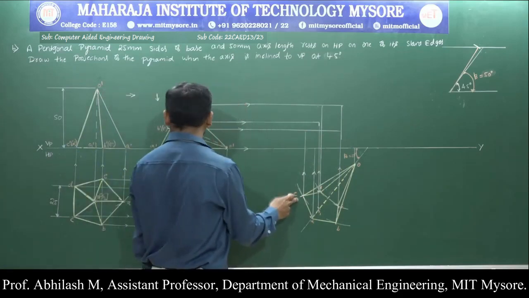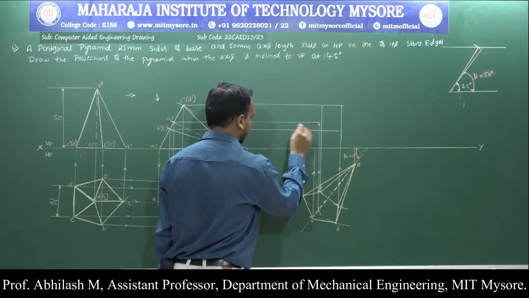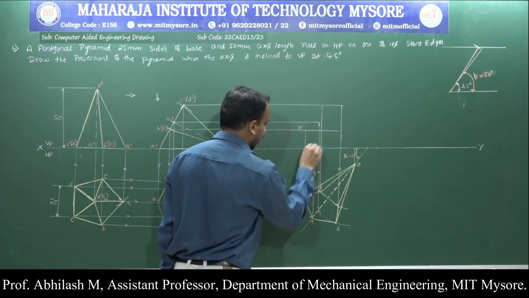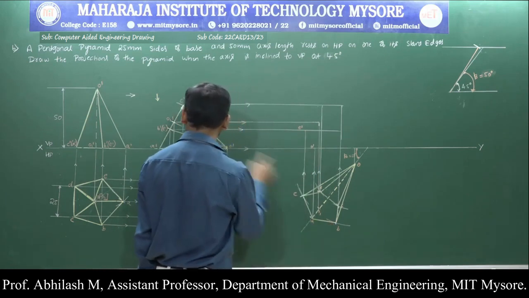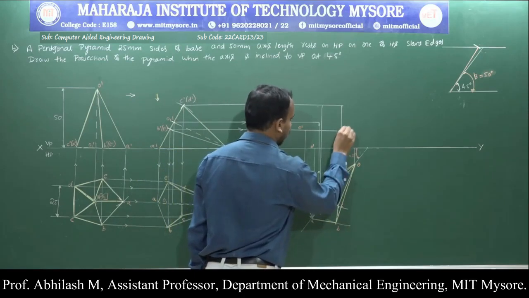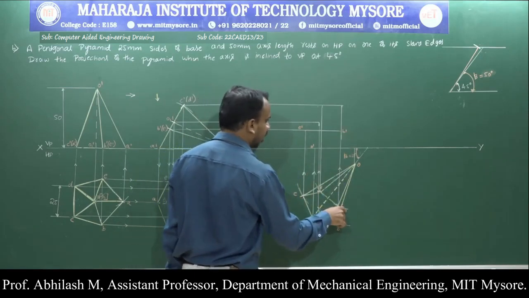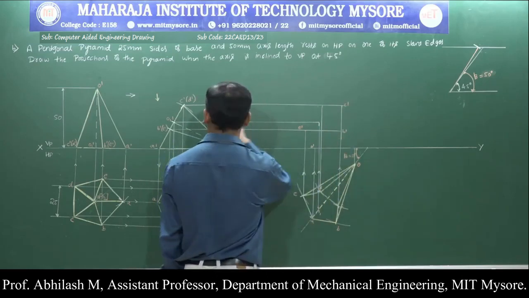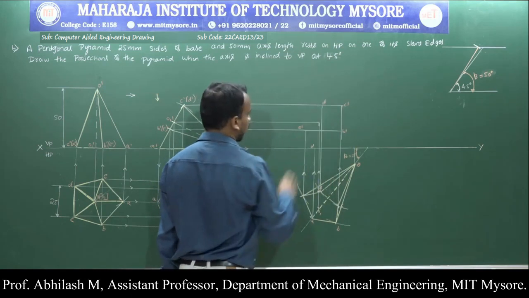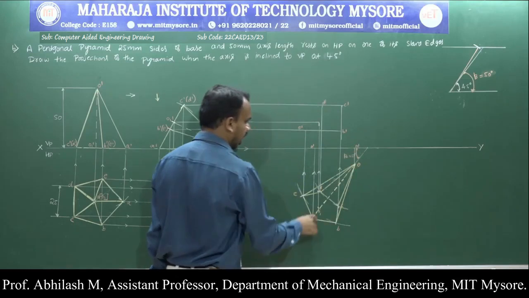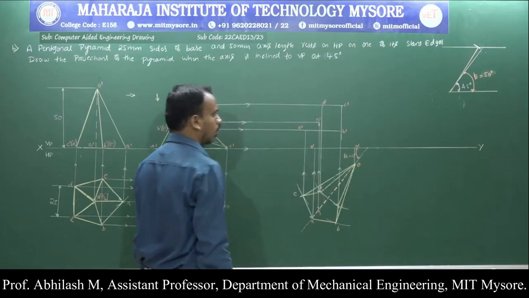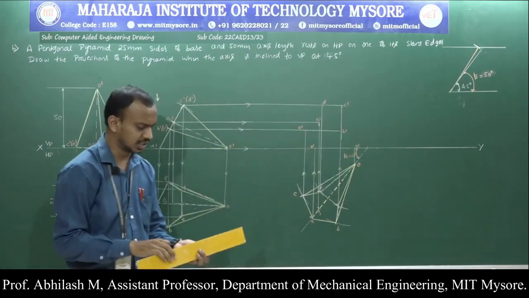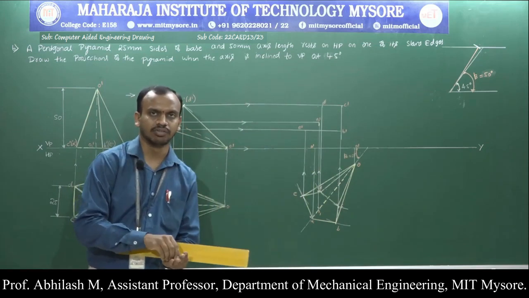So here we have E and E dash. Similarly, I have A dash, B dash, C dash, D dash, O dash, O1 dash. We have named all the points A, B, C, D and E dash. So let us apply the conditions and complete the final position.